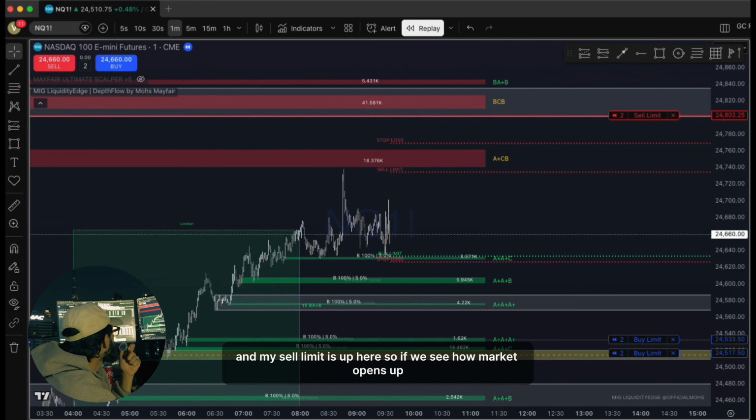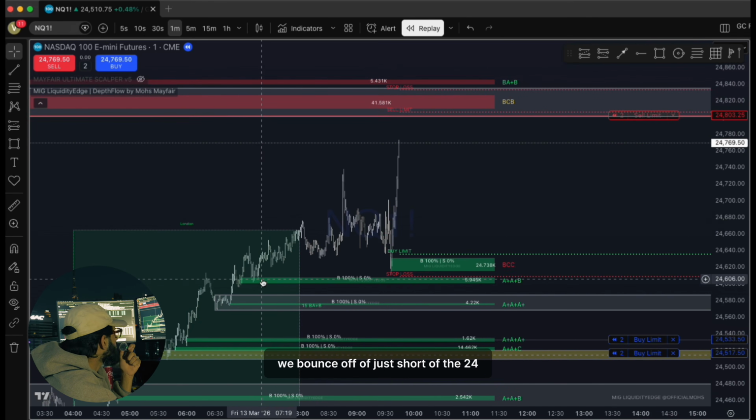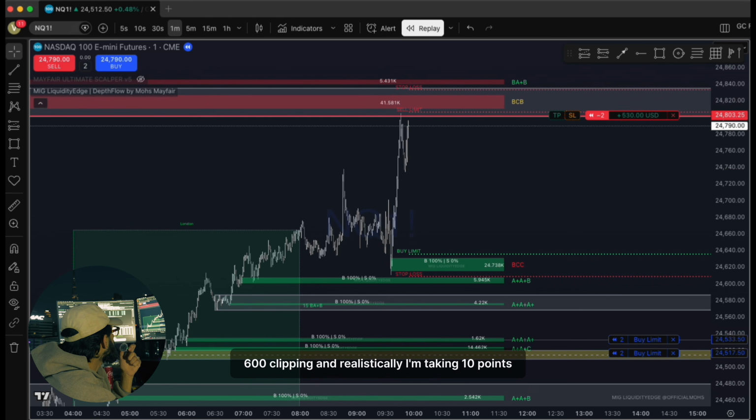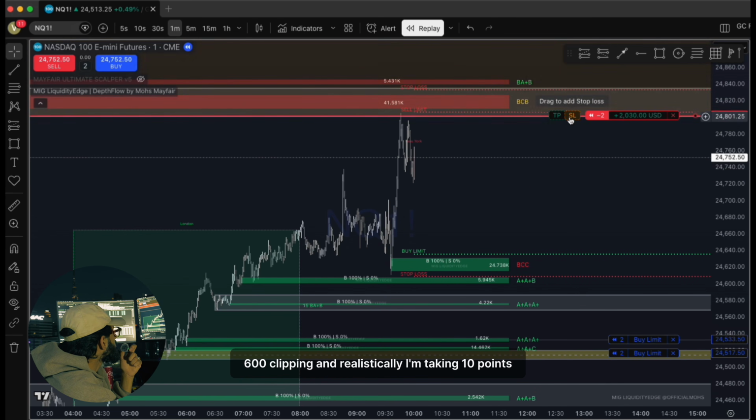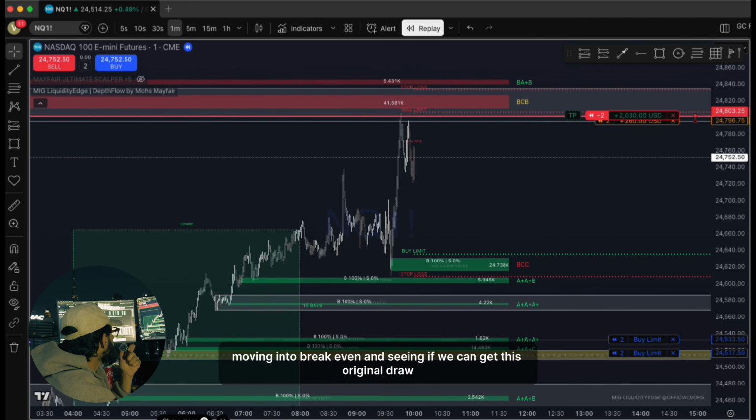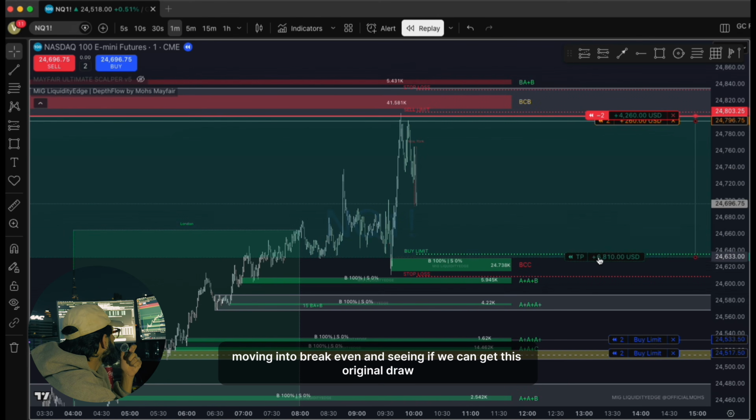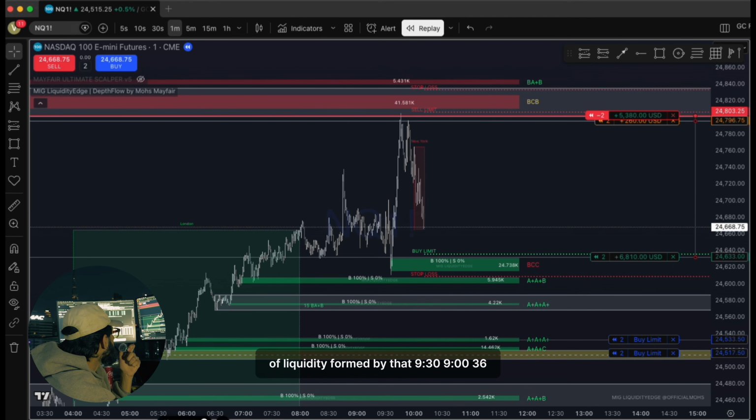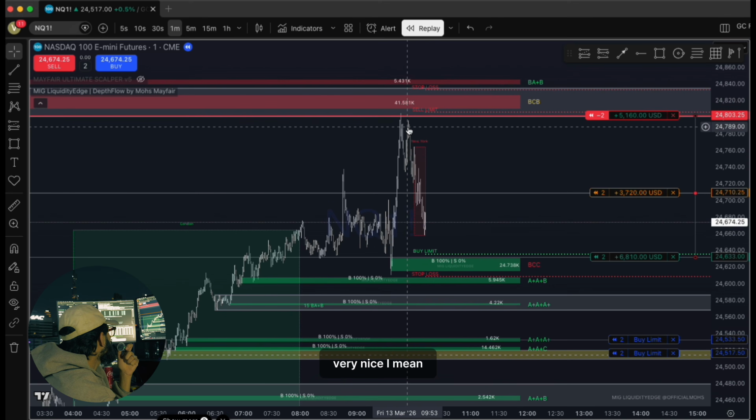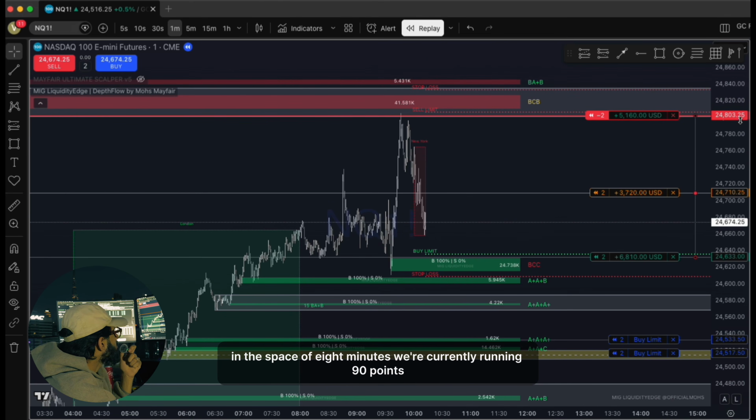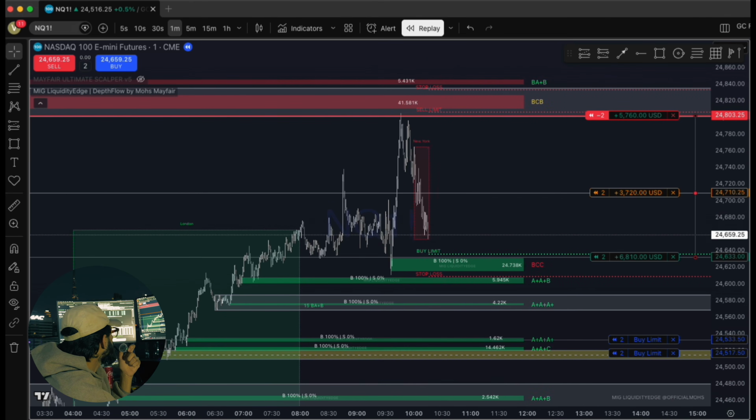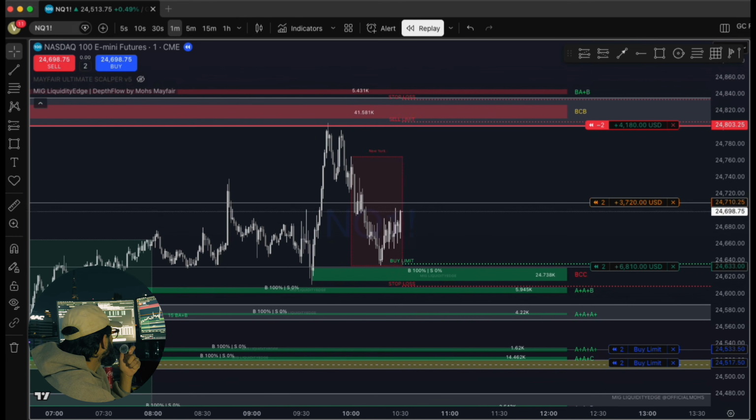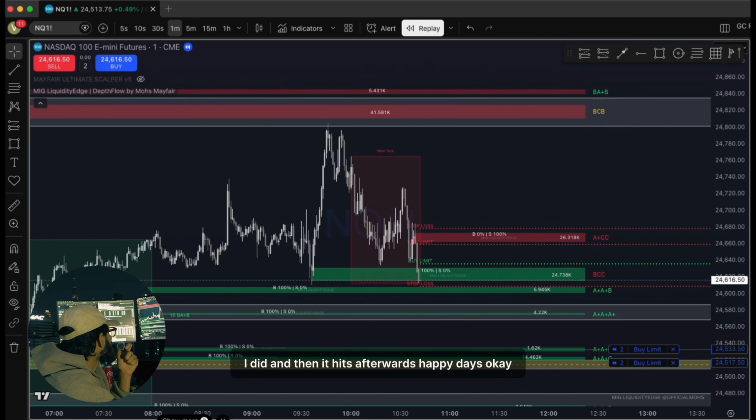So if we see how market opens up, we bounce off of just short of the 24,600, clip in, and realistically I'm taking 10 points, moving into break even, and seeing if we can get this original draw of liquidity formed by that 9:30, 9:36. Very nice. I mean, in the space of 8 minutes, we're currently running 90 points. I got edged, I believe, on that take profit. I did, and then it hits afterwards.